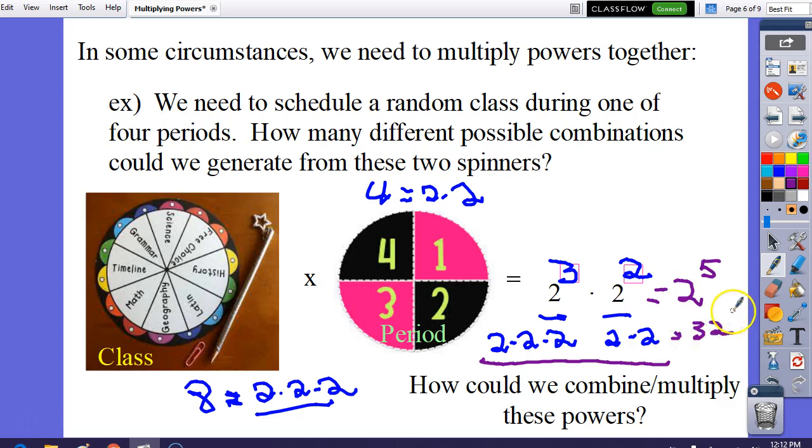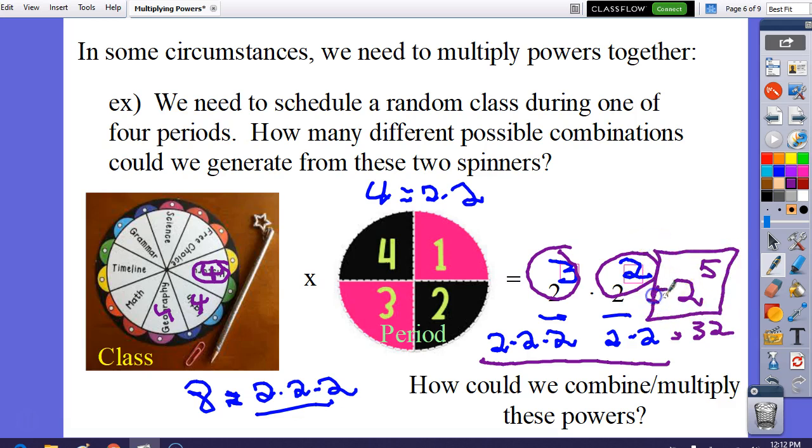There are 32 different ways that we could come up with combinations to spin this spinner and randomly choose a period and a class. I mean, think about it. If I look at history, for example, and I only want to use history, there are 4 ways to make history fit. So this would have 4, and this piece would have 4, and this piece would have 4, and they all have 4 different ways. So if there's 8 different classes that have 4 different ways, 8 times 4 would make 32. So it's just a different way of thinking about it, a different way of writing it, using exponents instead. So 2 to the third times 2 to the second would make 2 to the fifth.